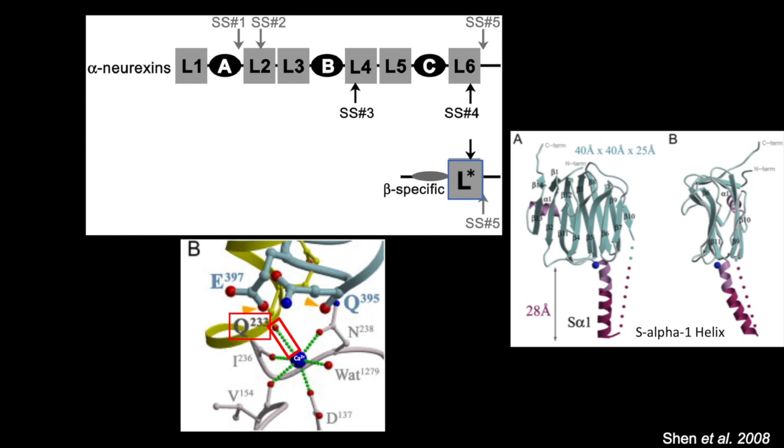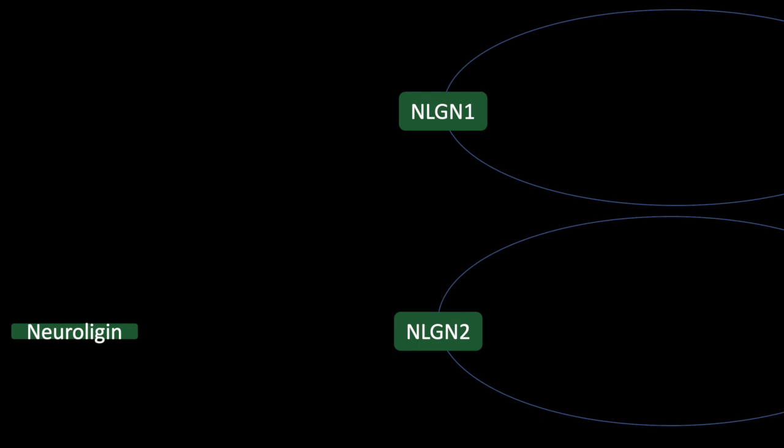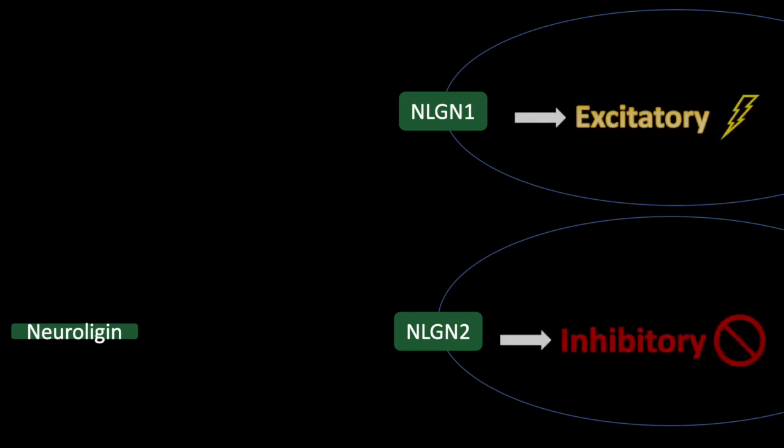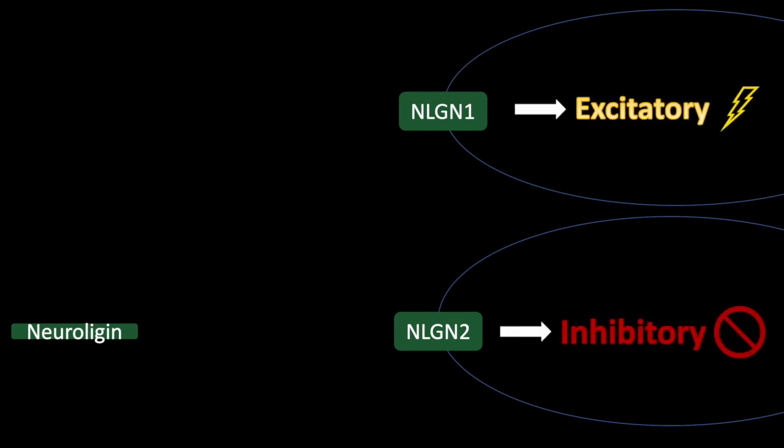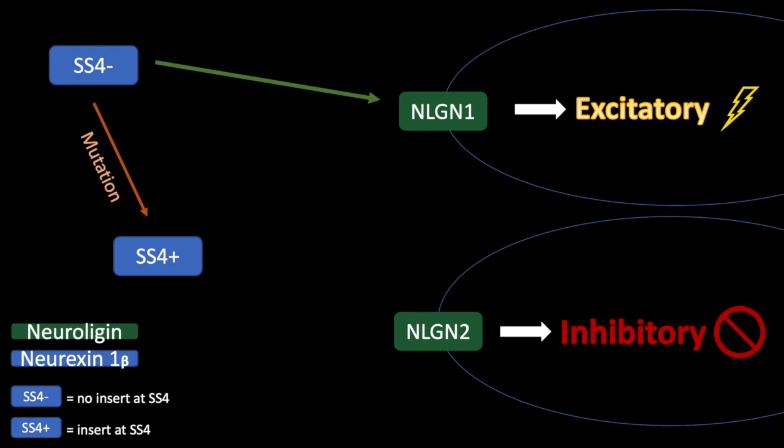Let's see how. Specific isoforms of neuroligin are found at either inhibitory or excitatory synapses. Neuroligin 1 tends to appear at excitatory synapses. Neurexin 1 beta can only form a stable interaction with this neuroligin if it does not have an insert at splice site 4. Changing the splicing of a neurexin will change the delicate balance between excitatory and inhibitory synapses, perhaps leading to a neurodevelopmental disorder.